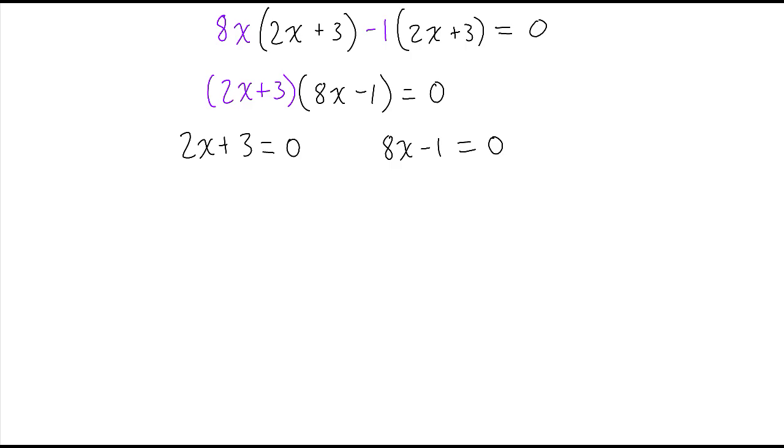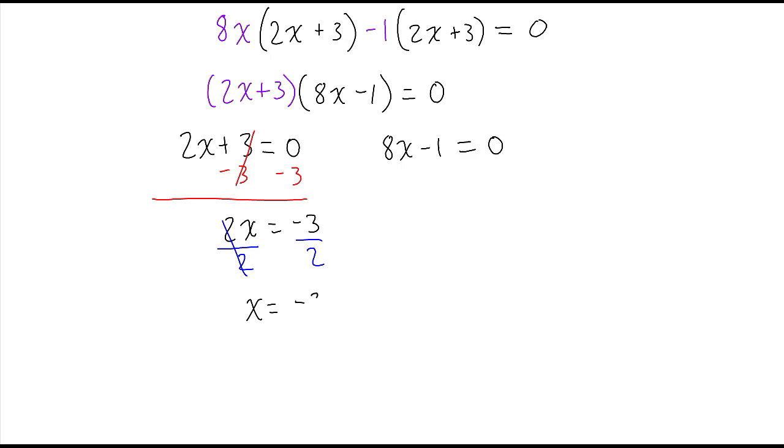2x plus 3 equals 0. Let's eliminate the constant term by subtracting 3 from both sides. That'll give me 2x equals negative 3. We'll eliminate the coefficient 2 by dividing by 2. x equals negative 3 over 2.